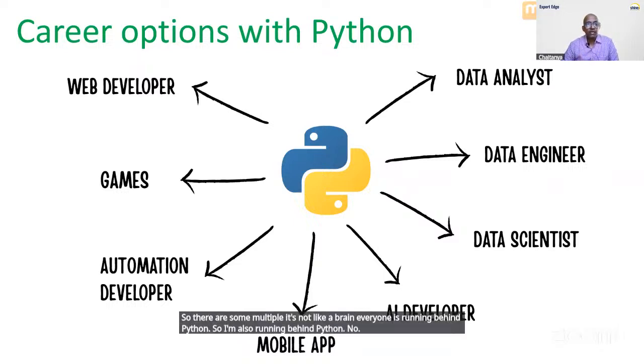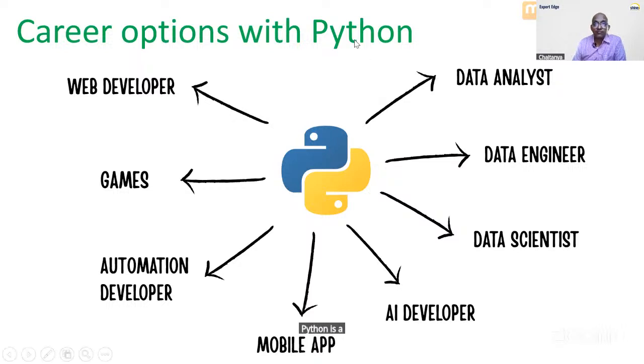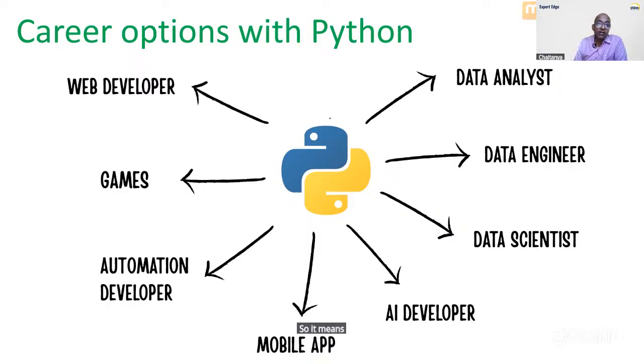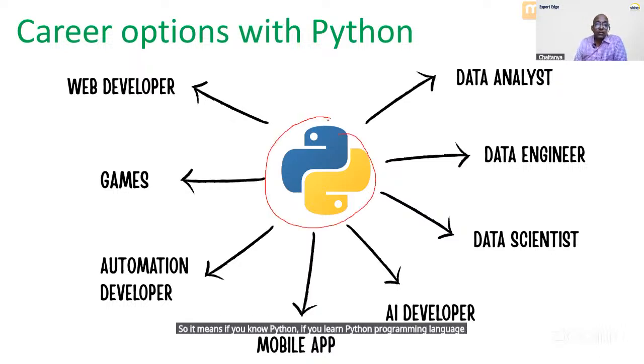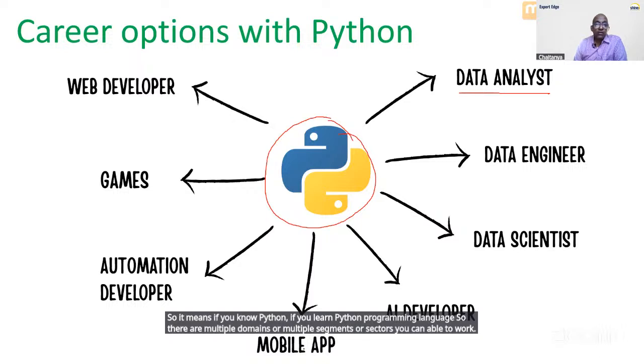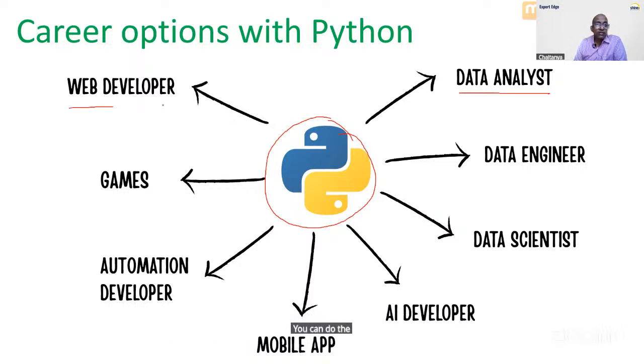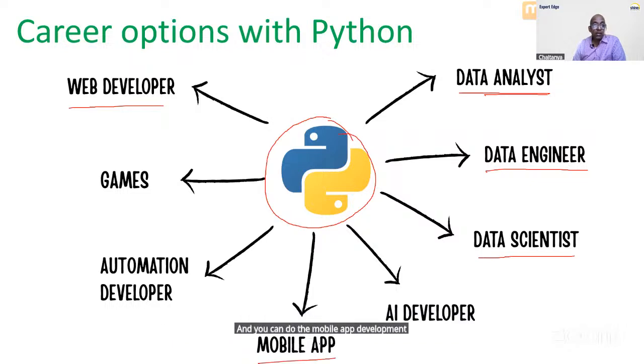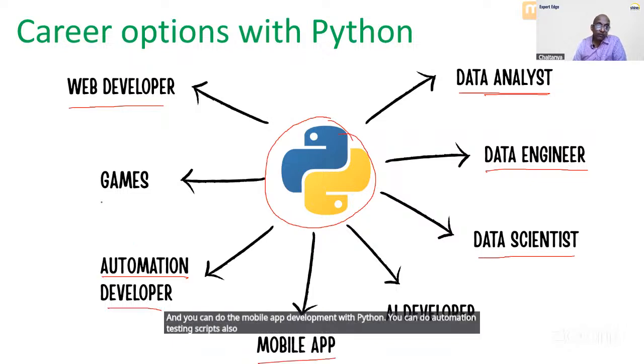No, Python is a versatile programming language. Of course, Java is also versatile up to some extent, but Python is fully versatile actually. If you learn the Python programming language, there are multiple domains, segments, or sectors you can work in. You can do web development using Python. You can also do data engineering, data analytics, and data science with Python. You can act as a data scientist with Python, and you can do mobile app development with Python. You can do automation testing scripts and game development with Python. So everything you can do using Python.